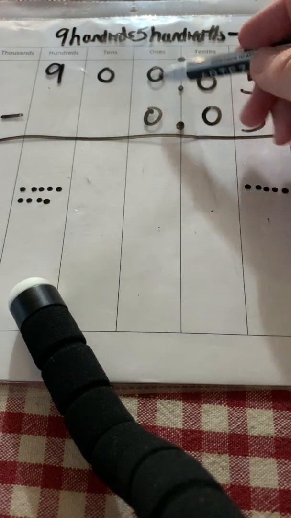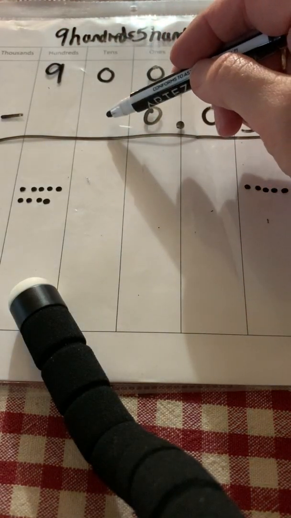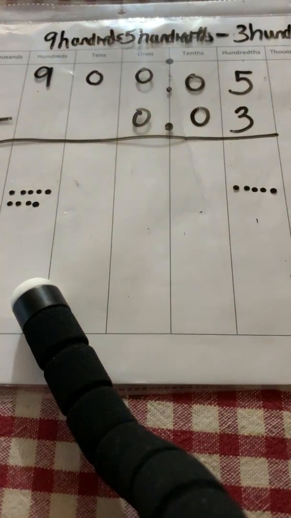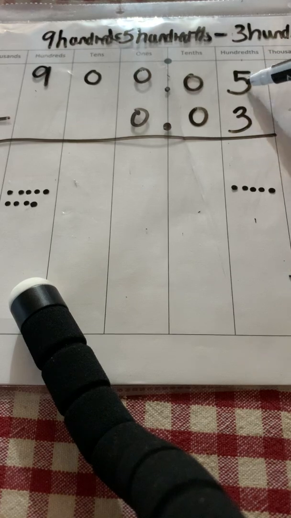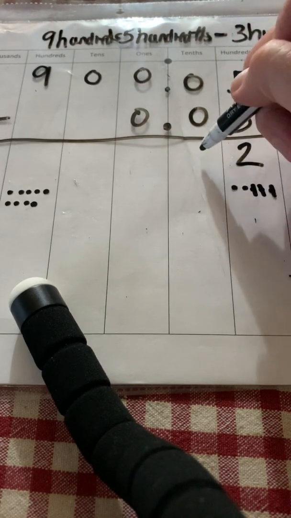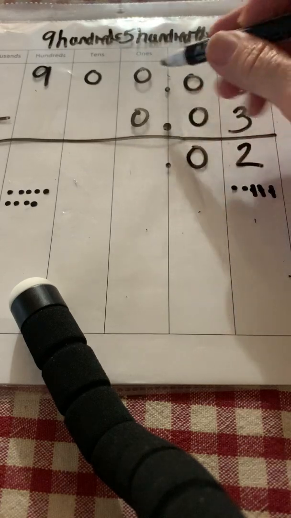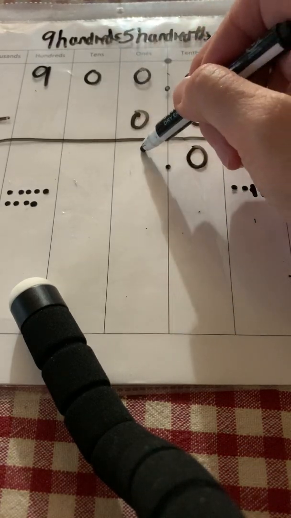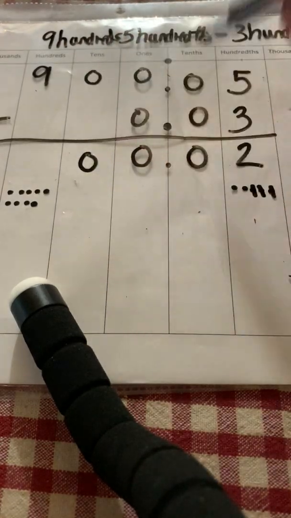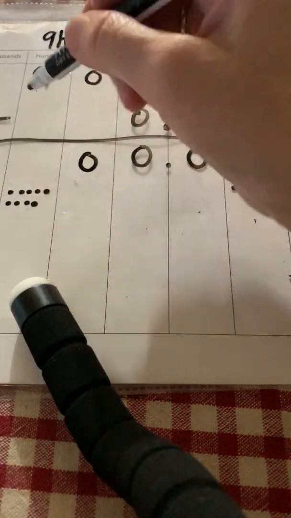0 take away 0, 0 take away 0, 0 take away 0, that would be a 0. 9 take away 0. So we don't need to rebundle anything for this number. So 5 take away 3. I take away 3 and I'm left with 2 hundredths. 0 tenths take away 0 tenths is 0 tenths. 0 ones take away 0 ones is 0 ones. 0 tens, take away 0 tens is 0 tens.